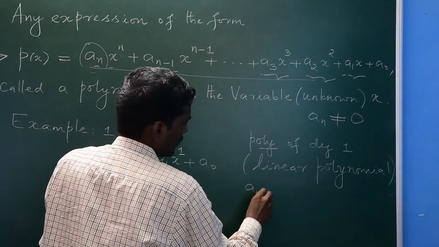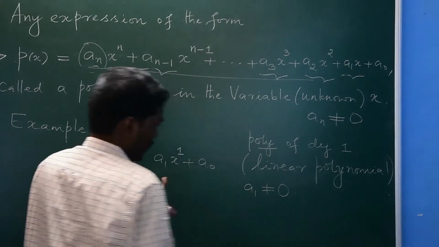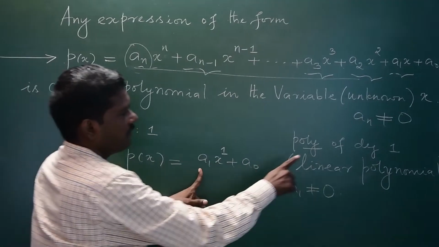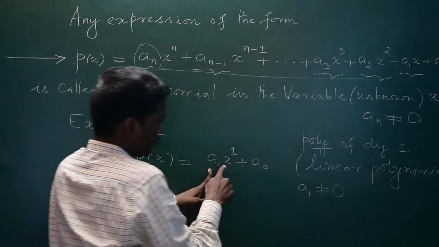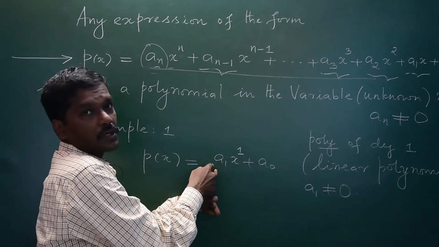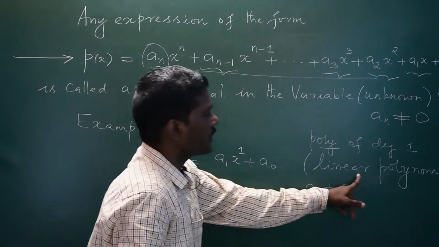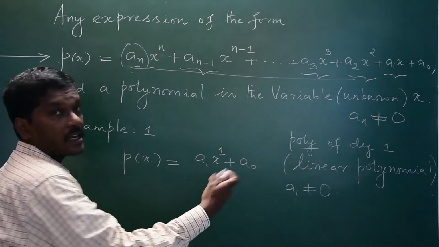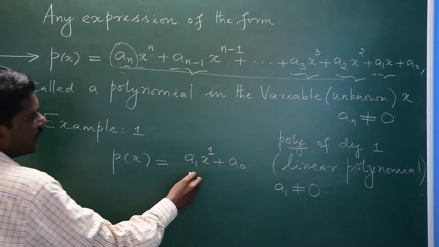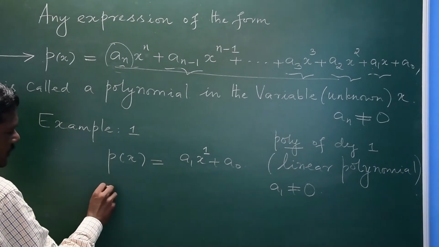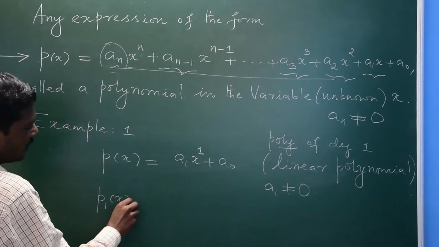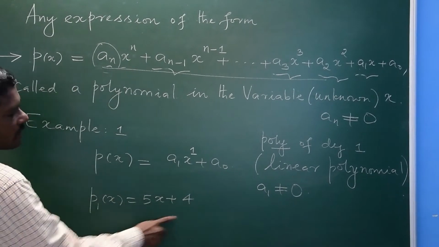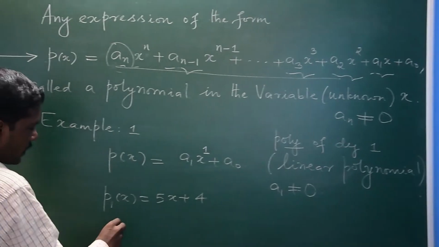a1 is not equal to 0. a0 may be 0, no problem. But when you say degree 1, the corresponding x coefficient should not be 0. So this is an example of a linear polynomial. Now you can give a1 and a0 any value that you want. So let us write the polynomial. Say for example p1 of x is 5x plus 4. So this is one example of a linear polynomial.